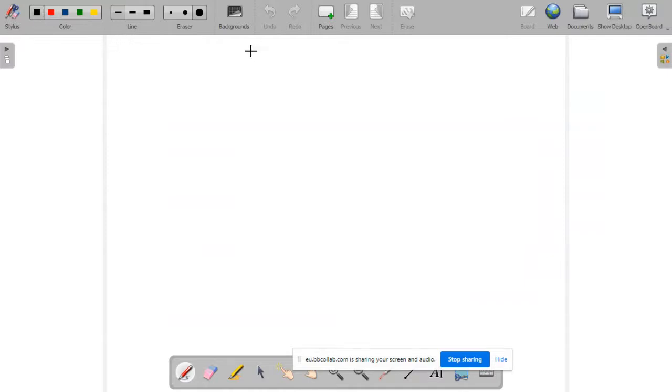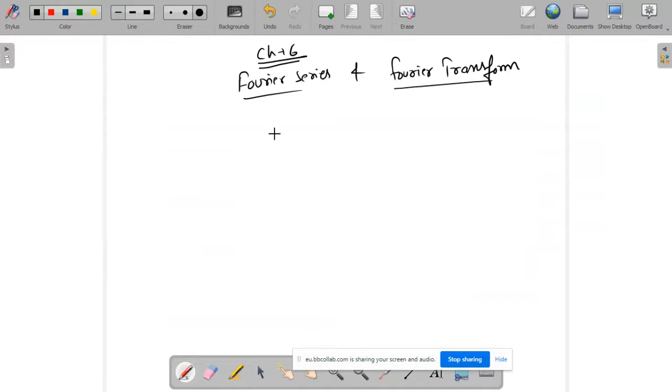So this is chapter number 6, Fourier series and Fourier transform. So these two are the methods, Fourier series and Fourier transform. These are something like tools or methods, you can say.